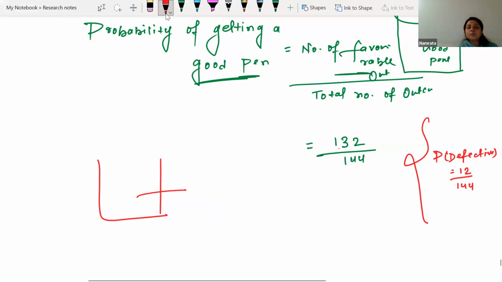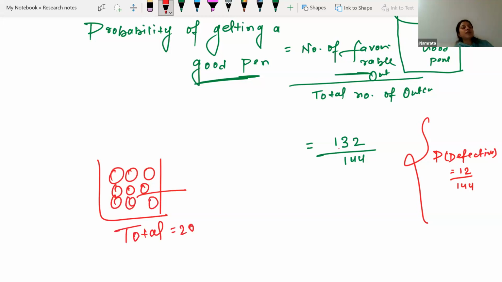In this basket we are having 20 bulbs. Total 20 bulbs. Among that there are good bulbs and defective bulbs, but we don't know how many good bulbs are there, but we know that total 4 defective bulbs are there. So definitely from here we will be able to find how many non-defective bulbs are there.